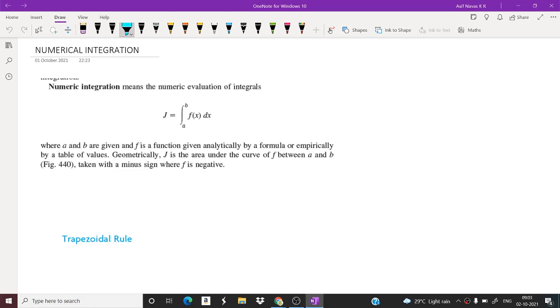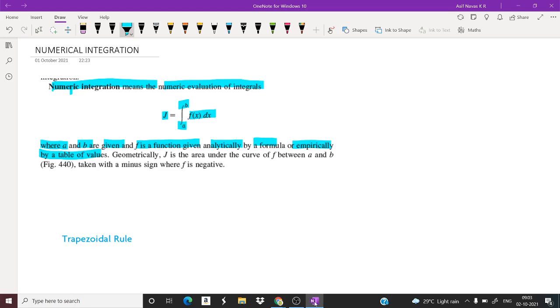So numerical integration means the numeric evaluation of integrals, J equal to the integral from a to b of f of x dx, where a and b are given and f is a function given analytically by a formula or empirically by a table of values. Sometimes it's very difficult to integrate functions like e raised to minus x square dx.